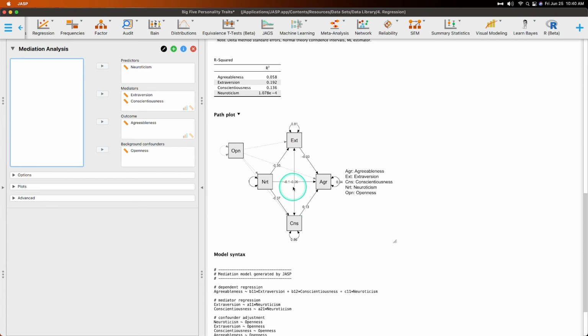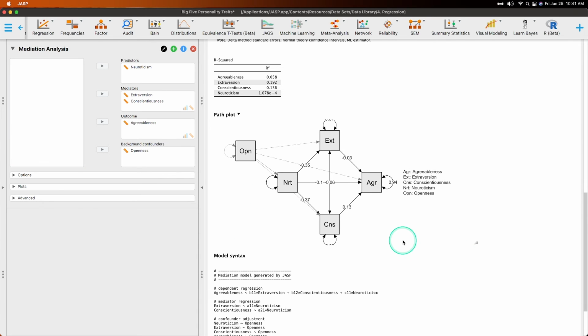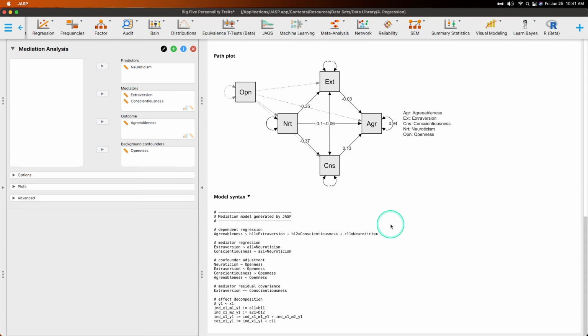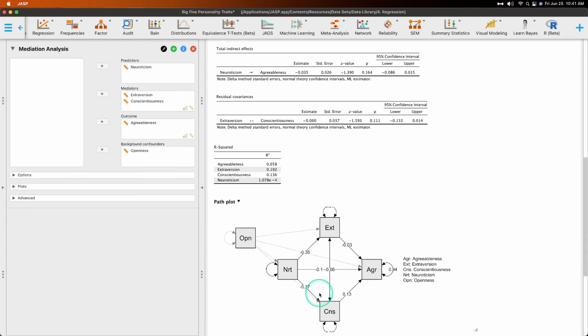Now, the only thing that doesn't change is the negative 0.06 between conscientiousness and extroversion, and that's because openness doesn't touch those two with respect to this model. Let me see if you make it bigger like that. Makes it less smushed, that's for sure. So that is what's happening with the confounder adjustment here.